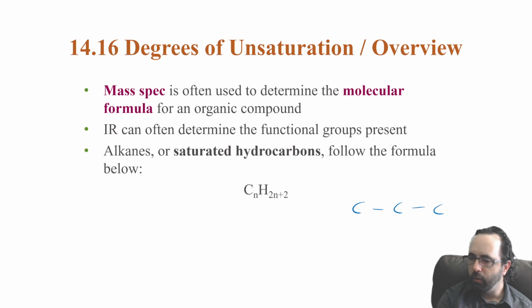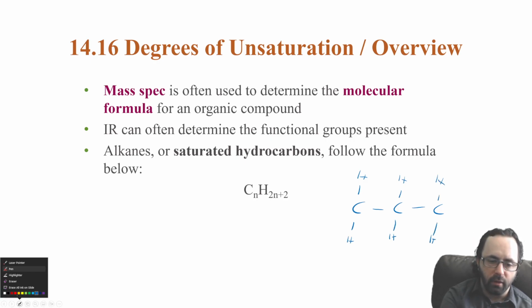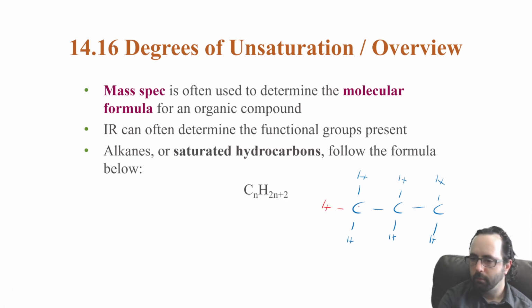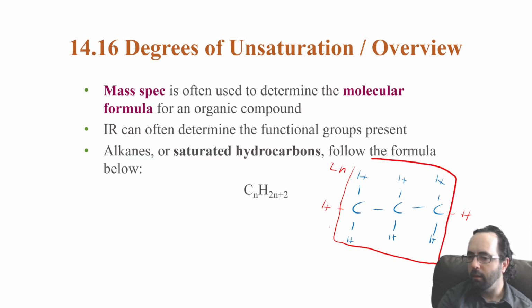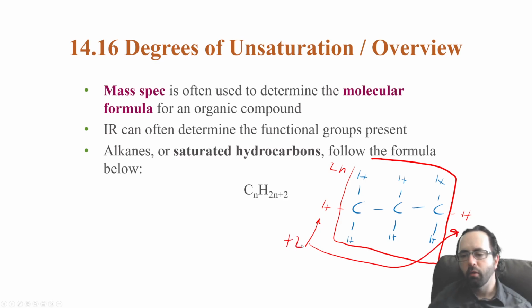For example, if we have propane, in propane, each carbon has 2 hydrogens. But then there are 2 hydrogens on the end. So these are the 2N right here. 2N is these hydrogens right here. And then the ones on the end are the plus 2. So this one and this one here are the plus 2. 2N plus 2. And this is true for any saturated hydrocarbon that doesn't have a ring.